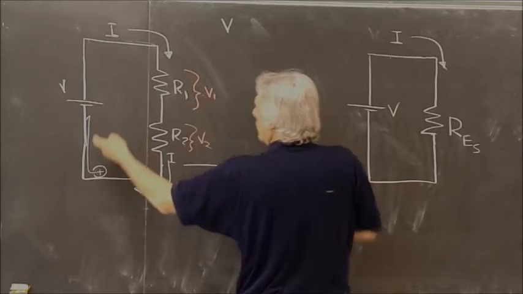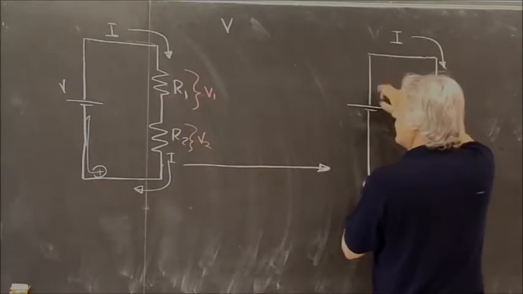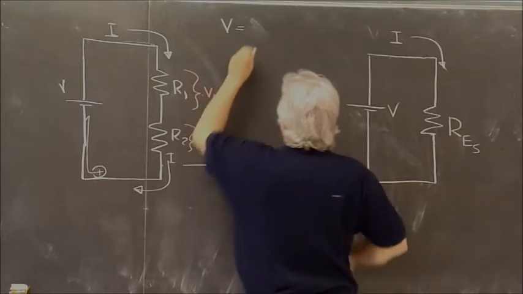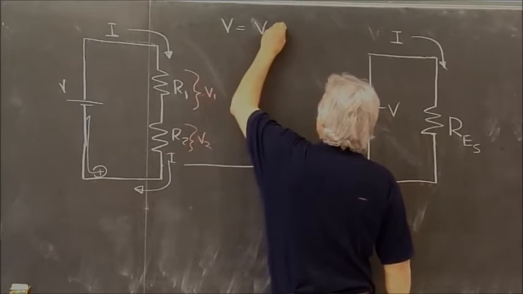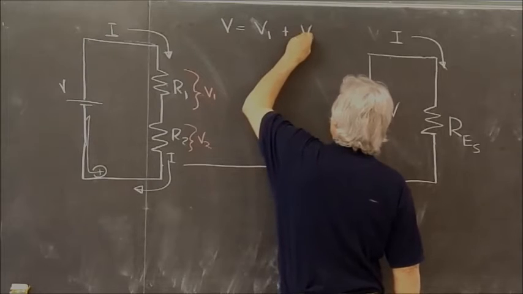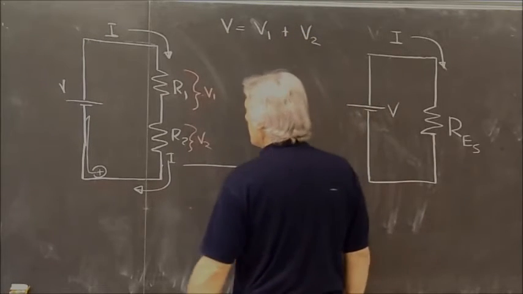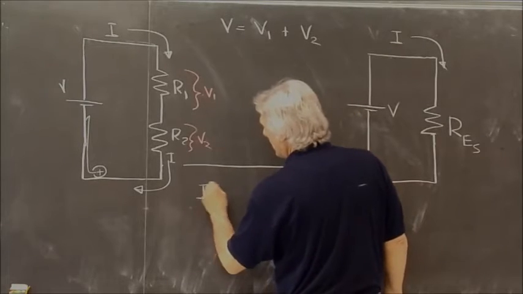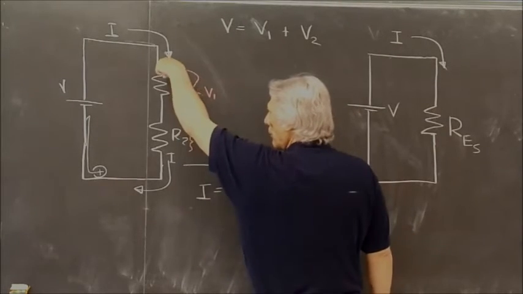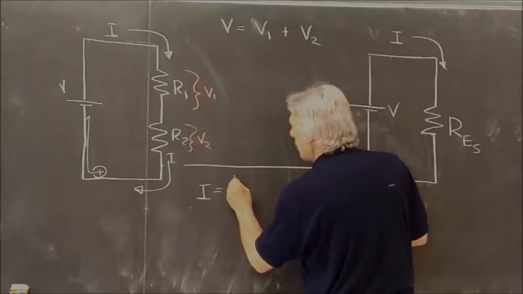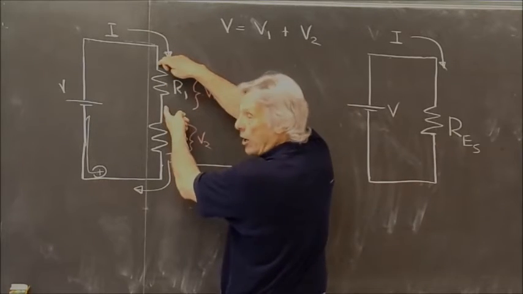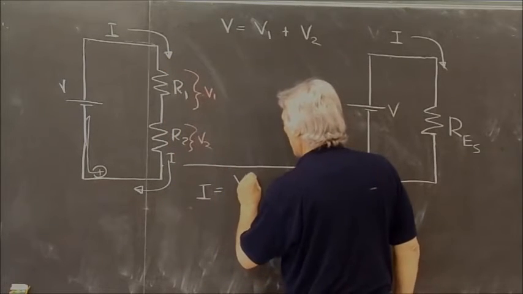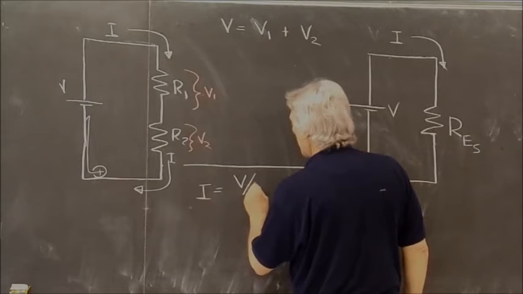V, our original voltage in both cases, must be equal to the drop that we have here, V1, plus the drop that we have here, V2. Now, let's use Ohm's law, our good old friend. You remember this. I, the current that flows through a resistor, equals the voltage across that resistor divided by the value of the resistance. So I'll just write that down: I equals V over R.